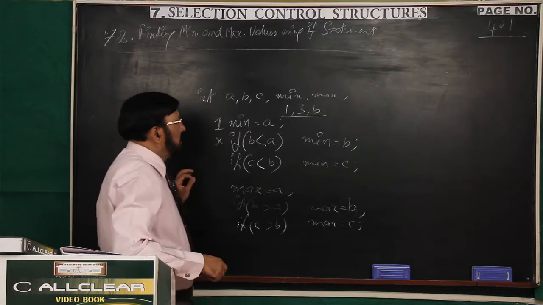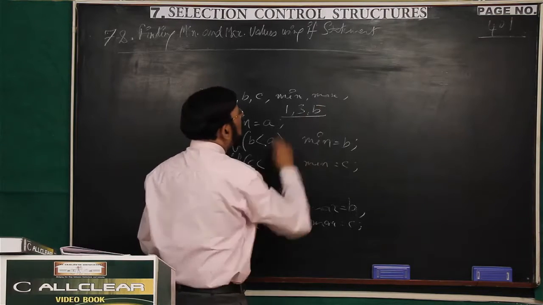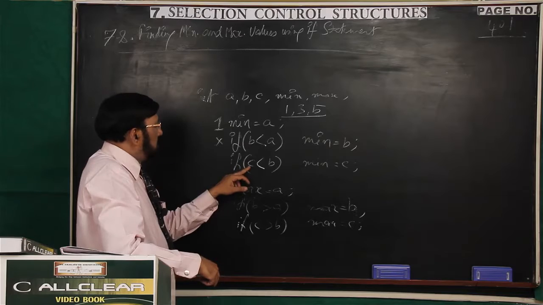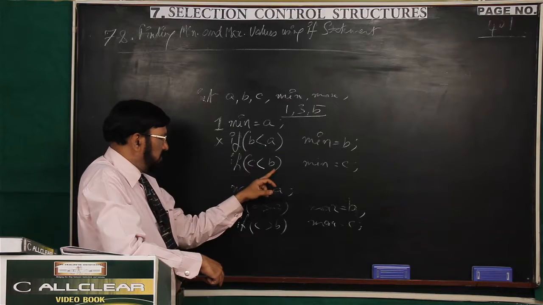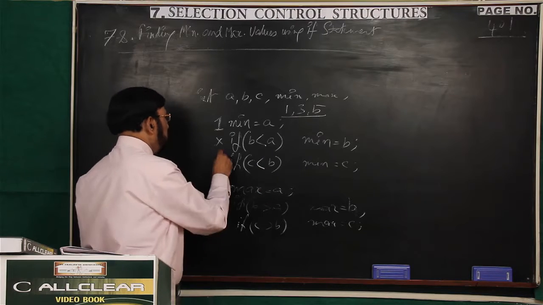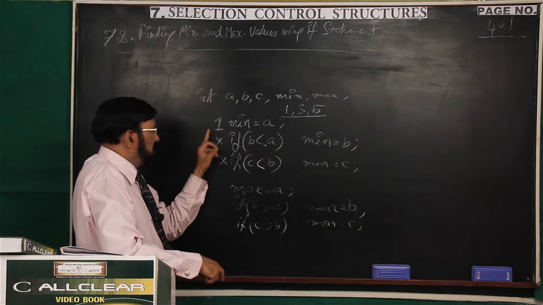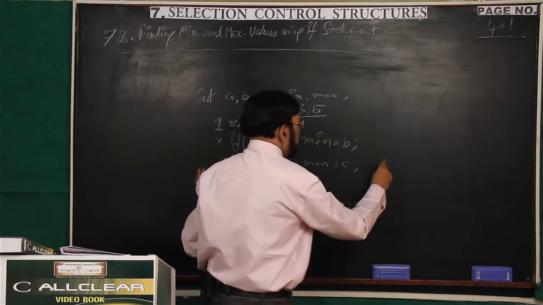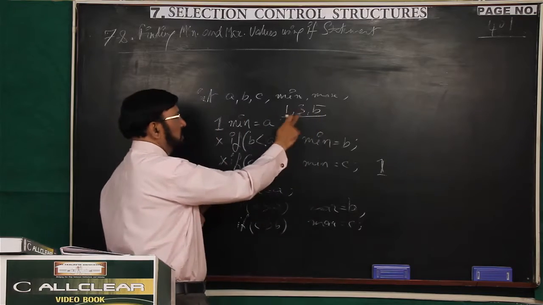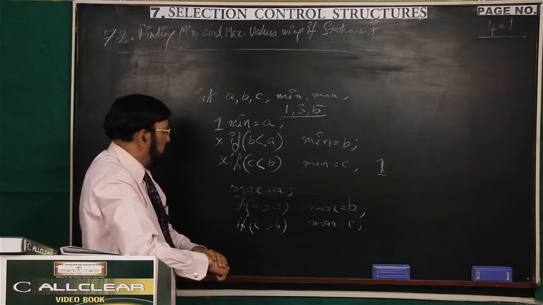Second one, C is less than B. What is C? 5. Is 5 less than B? That is also false. That's why, what is the final value? What is stored in minimum? 1. So 1 is minimum. You see that this is true. Out of 1, 3, 5, 1 is minimum. That is the correct answer.